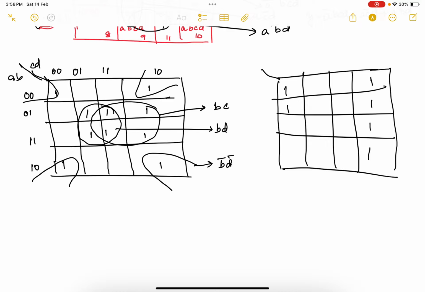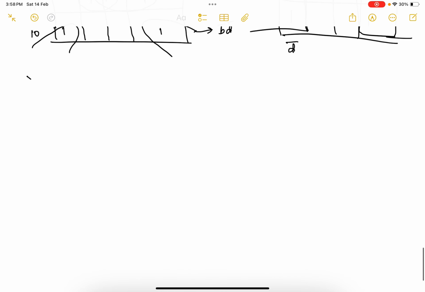But at the same time, if I have ones like this, we can form an oct. This will be forming an oct over there. For this the answer will be, this is 0 0, this is 1 0, so the common term is only 0, that is nothing but D bar. So D bar will be your answer.